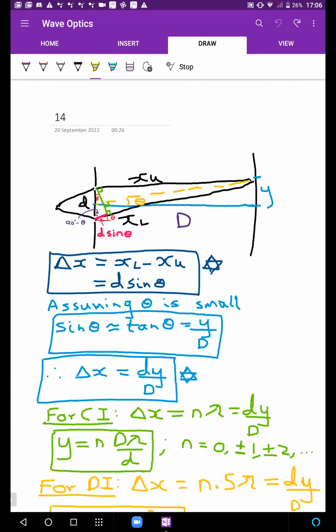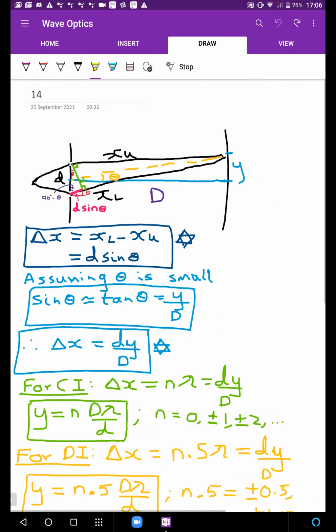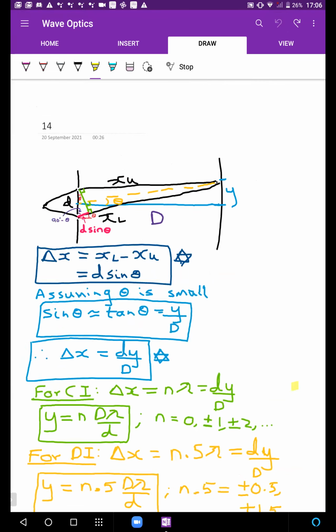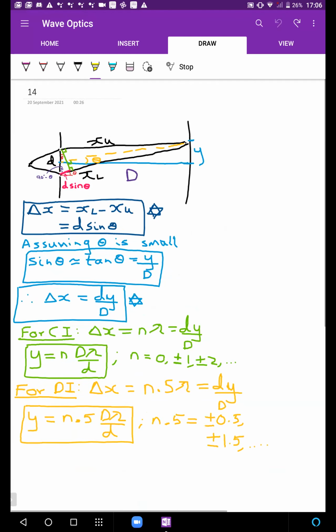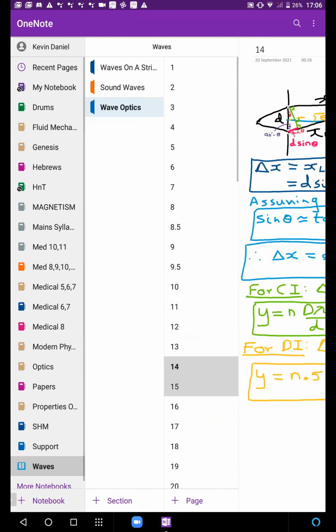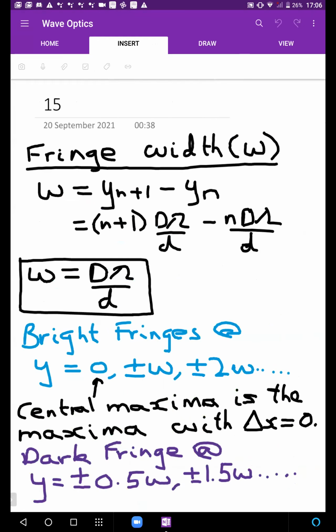Then for constructive interference, equate this path difference to n lambda. So if you equate d y by D to n lambda, you get y as n D lambda by d. And similarly for destructive, you get it as (n+0.5) D lambda by d. So you realize that you have bright fringes at every integral multiple of D lambda by d, and between all the bright fringes you have dark fringes.